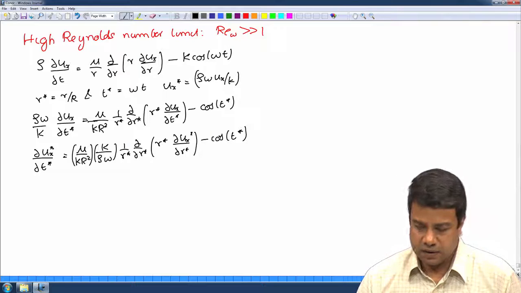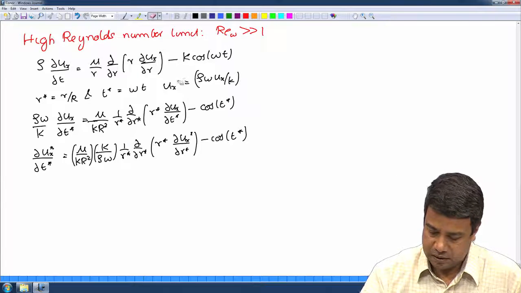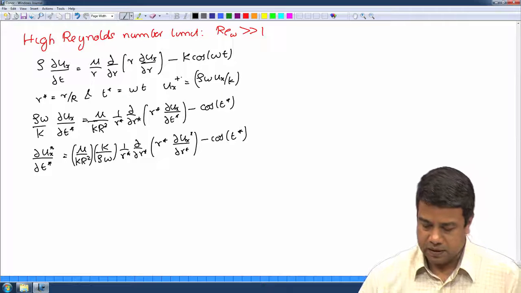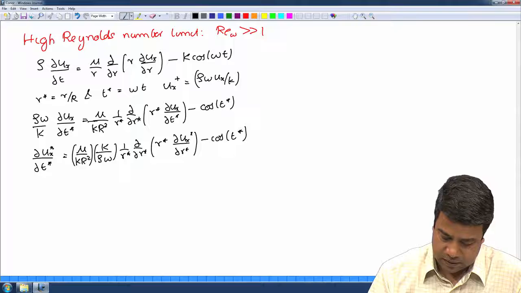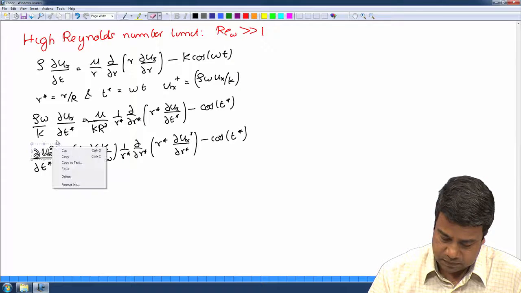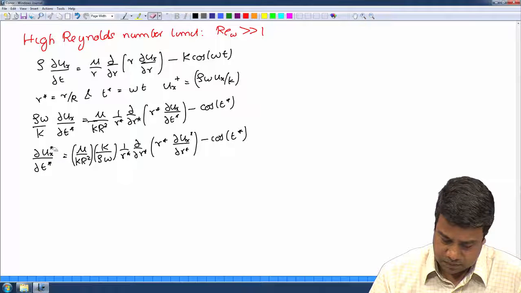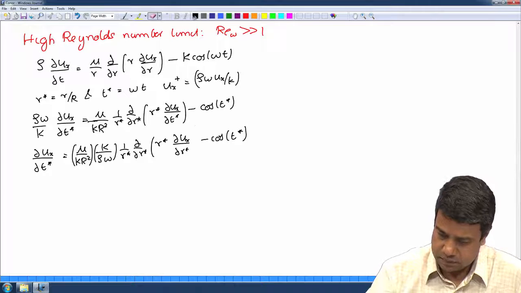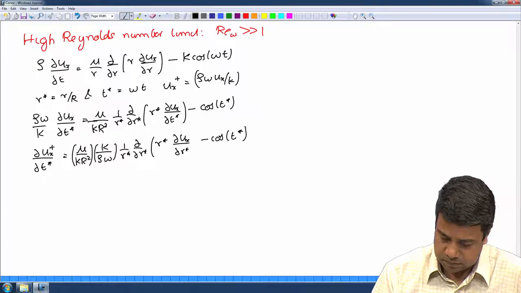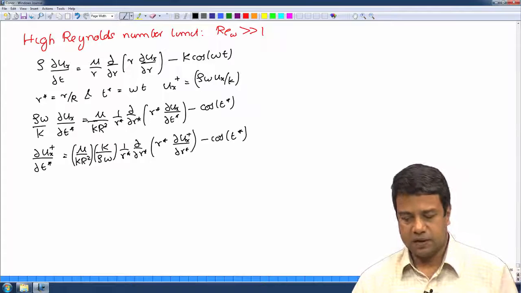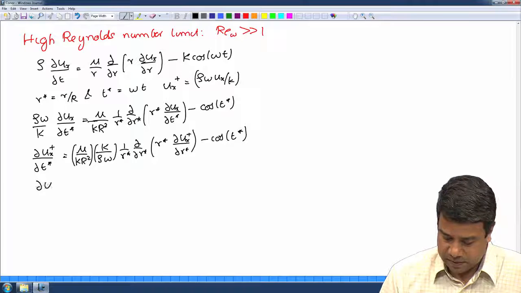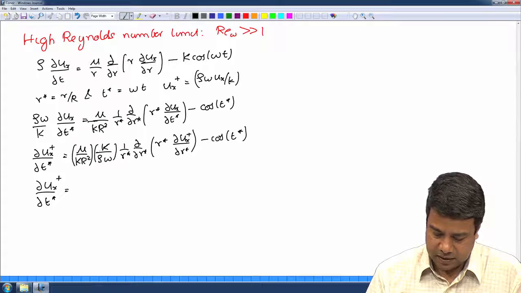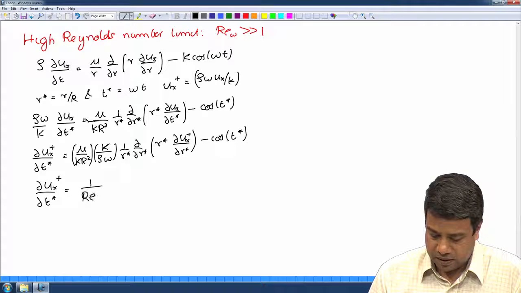In order to not confuse with the viscous scalings that I had used previously, I will define this with a plus sign, rather than a star. It is understood that u plus is scaled by inertial scales. And then my equation for u plus becomes partial ux plus by partial t star. You can easily see that the k cancels out here and I just get a factor of 1 over Re omega on the right side.